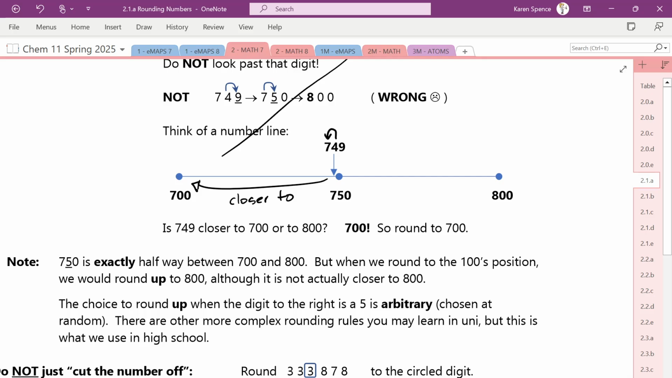Now, if you have 7.5, it is exactly halfway in between. And if you go on to study chemistry at university, you'll learn that you round up half the time and down half the time. But we're not going to worry about that. We're just going to round up. Okay? So if you're at exactly halfway, you will round up.